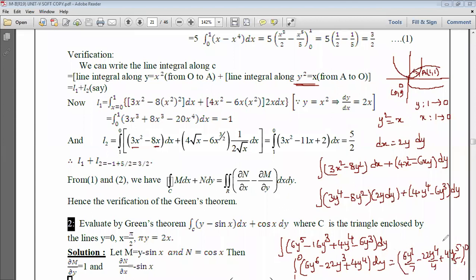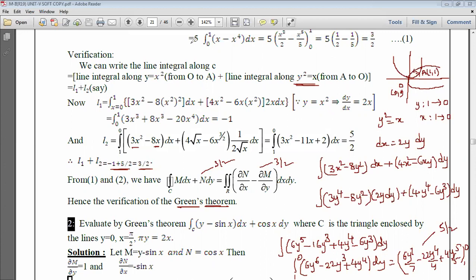If you simplify this one, what will we get? Here we have 5 by 2. But I require the whole curve, right? So the whole curve is just by adding these two. So minus 1 plus 5 by 2 is 3 by 2. Therefore, from the second part also we got 3 by 2, and this one also we got 3 by 2. So therefore, simply what will we write? Hence Green's theorem verified.